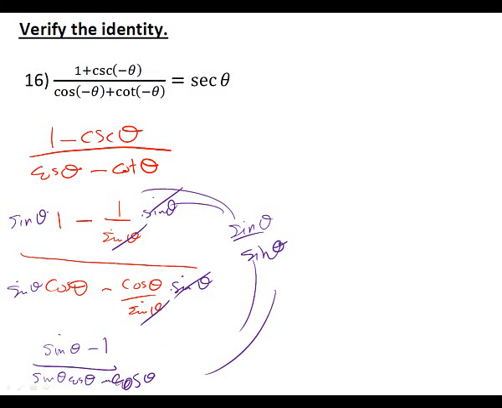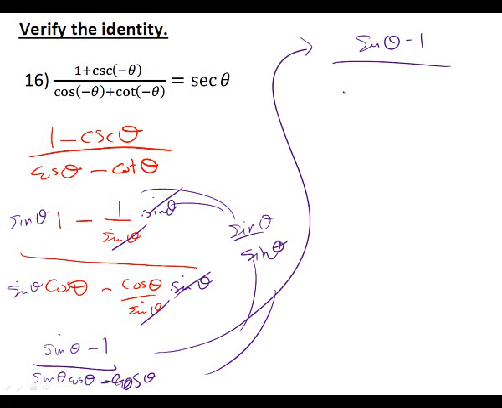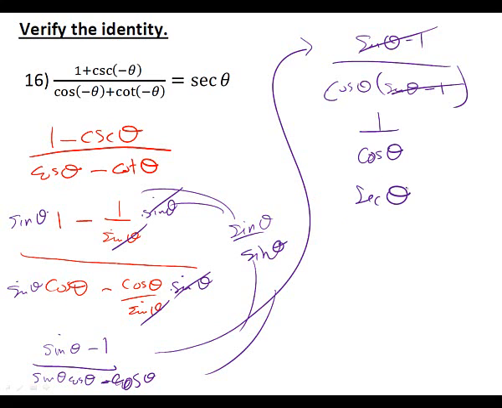All right. What can I factor out of the denominator? I could take a cosine out, so I've got sine theta minus 1 over cosine theta. What's left behind? Right? Sine theta minus 1. What happens? I cancel my sine thetas, minus 1s. I'm left with 1 over cosine theta. What does that turn into? Secant theta.